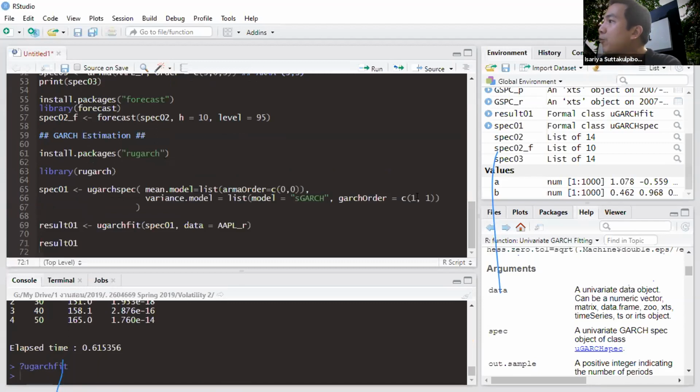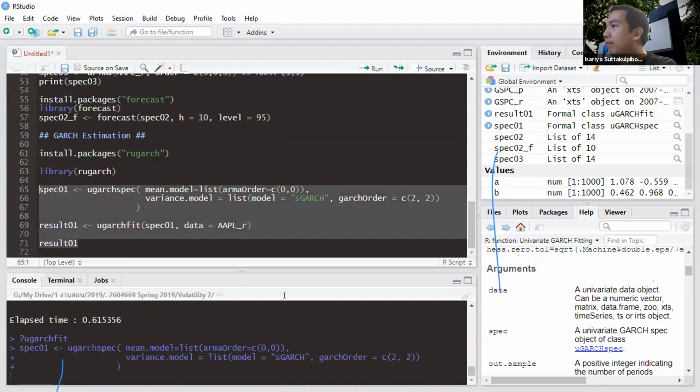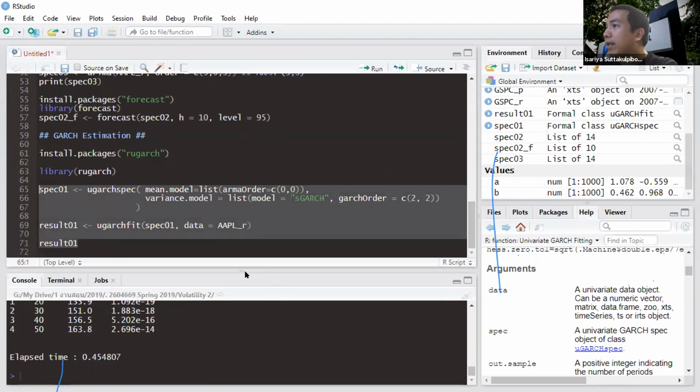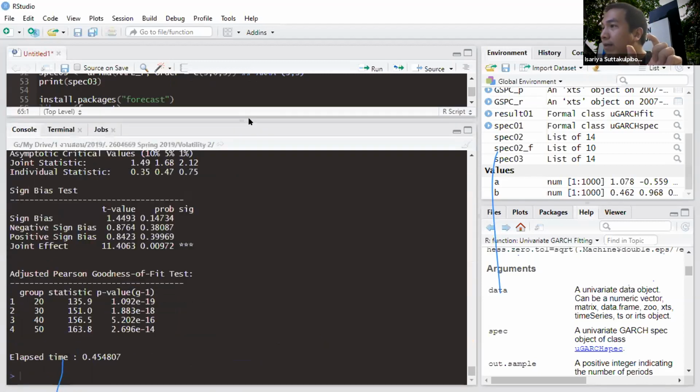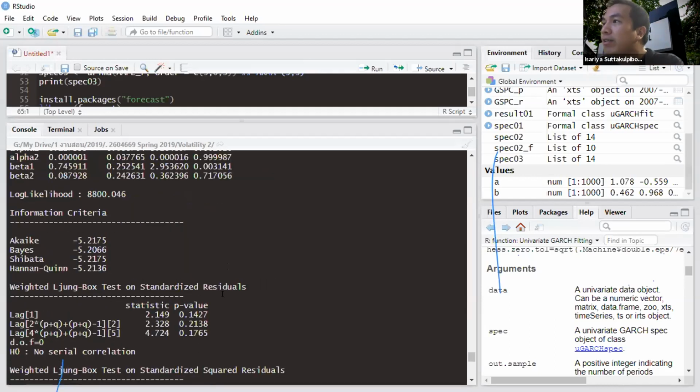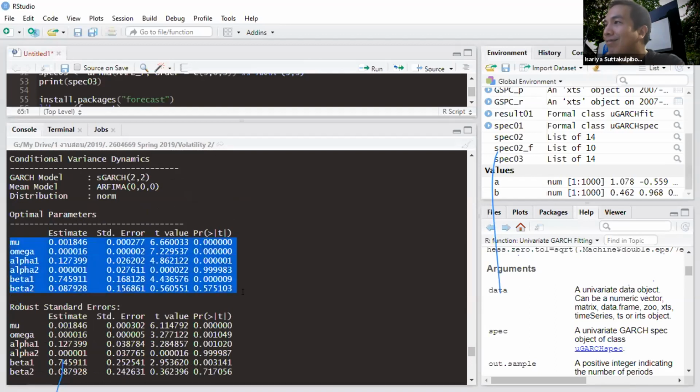You can change this to two, right? Change the GARCH order, and everything else stays the same. If you notice, there's a little lag, because if you have a more complicated model, R takes a split second longer to calculate. More parameters, right? Now you can see there are parameters for sigma square and parameters for epsilon square.